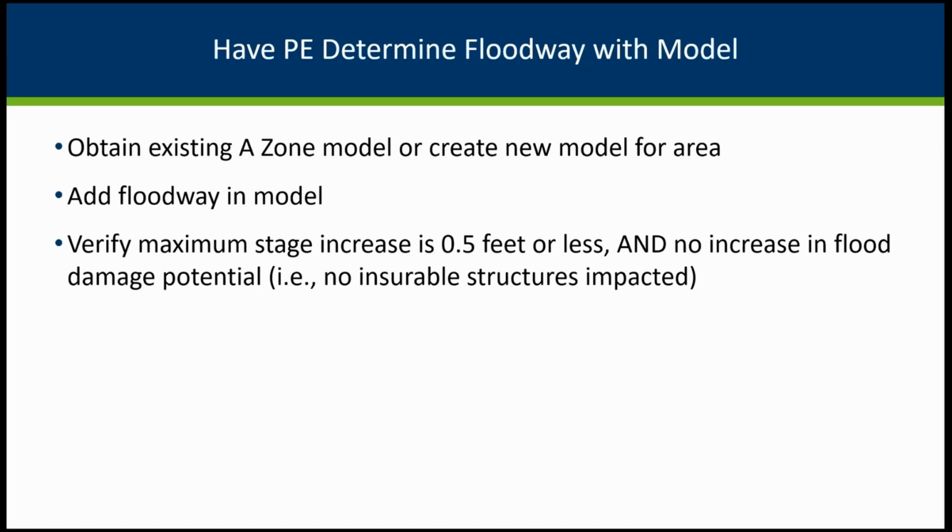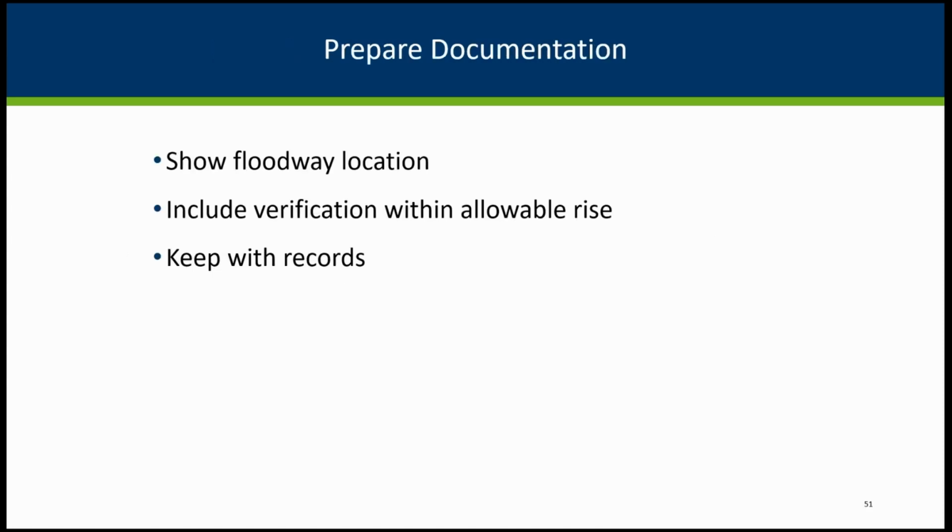and they'll add a floodway to that model, and then they have to make sure that there's not a stage increase of more than half a foot. It has to be half a foot or less. And always the caveat there: no increased flood risk on any insurable structures that are already in the floodway or adjacent to it. And then for the documentation they would need to prepare for the LOMAR, they have to show where that floodway would be, and they have to include verification that the impacts are within that allowable rise before everything is approved at the local level.